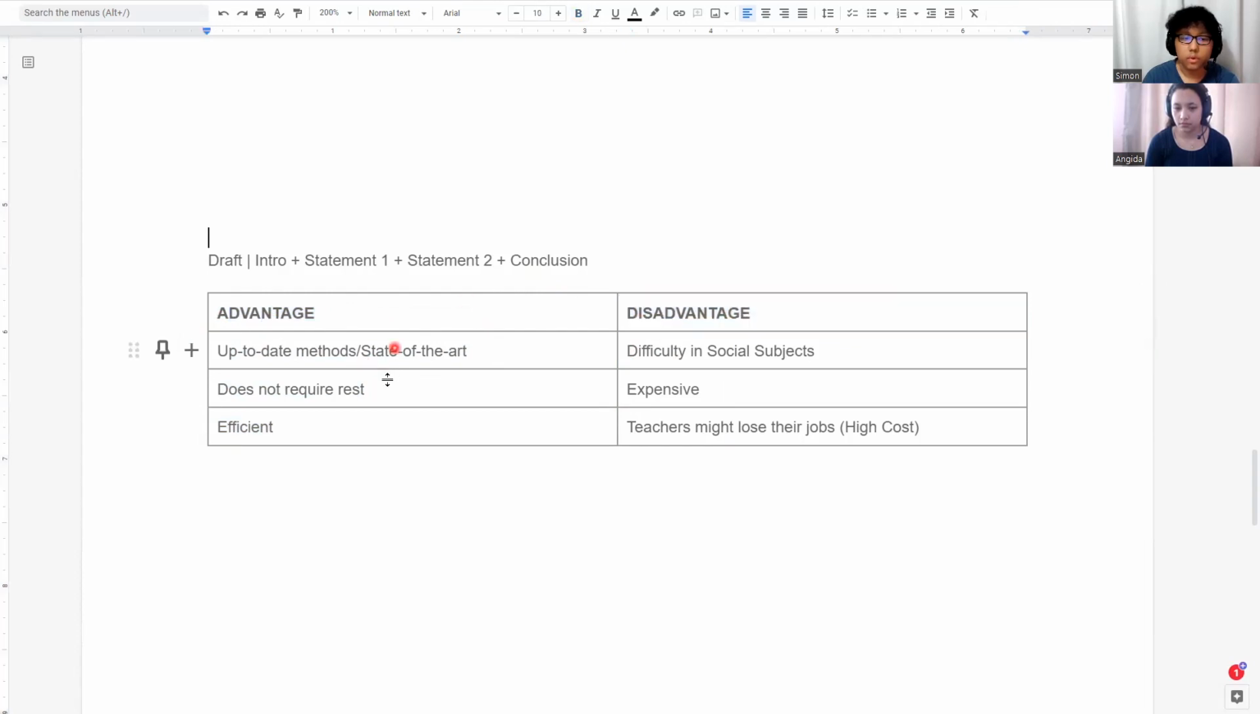Okay, so I wrote a couple of things. For example, they use up-to-date methods or does not require rest because robots like say rest. And for disadvantages, they might have difficulty in socializing subjects. Expensive too, and teachers might lose their job.